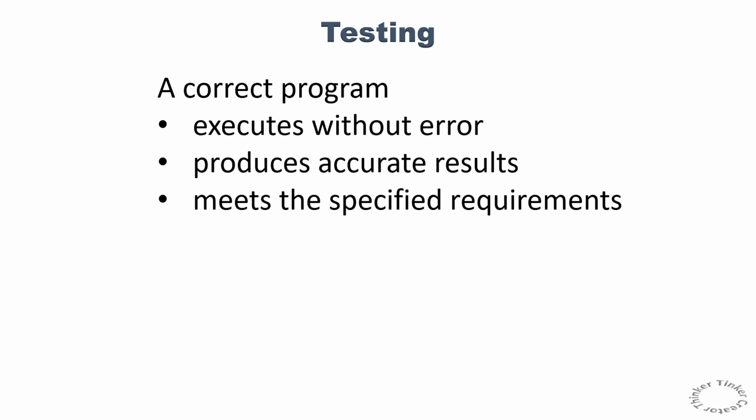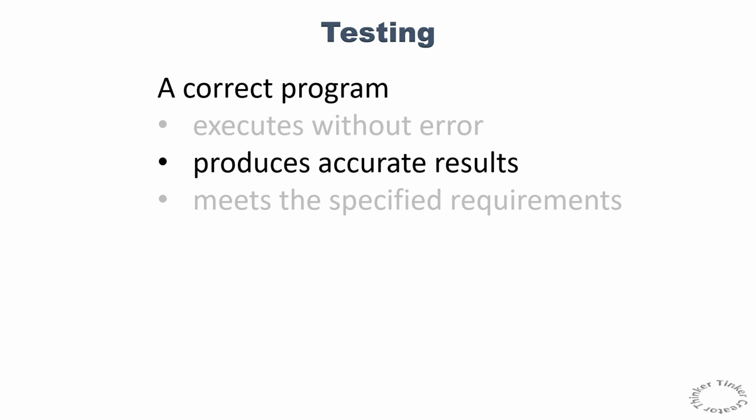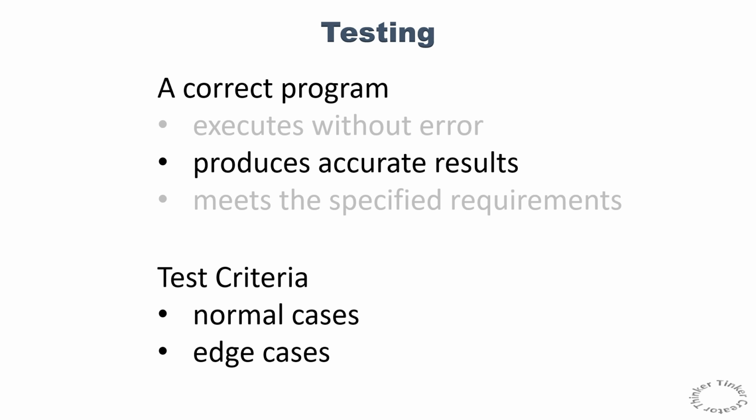Since we're testing the pseudocode, we can skip the error check. And the only requirement from the problem statement was that we calculate the minimum score. We improved the design by adding a validation check on the user input and the exam2 score. Test criteria includes two types of cases. In the normal case, we use an expected input and see if it produces an expected output. In the edge case, we use an unexpected input and see how the program responds.